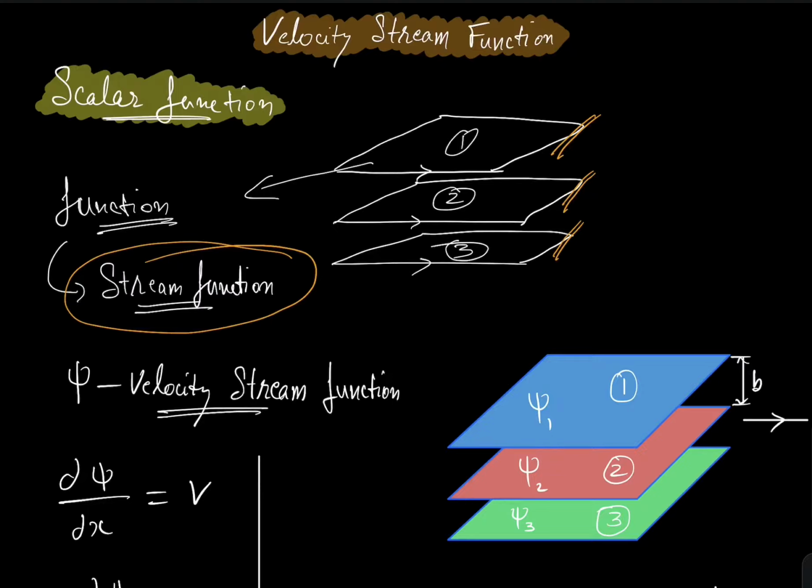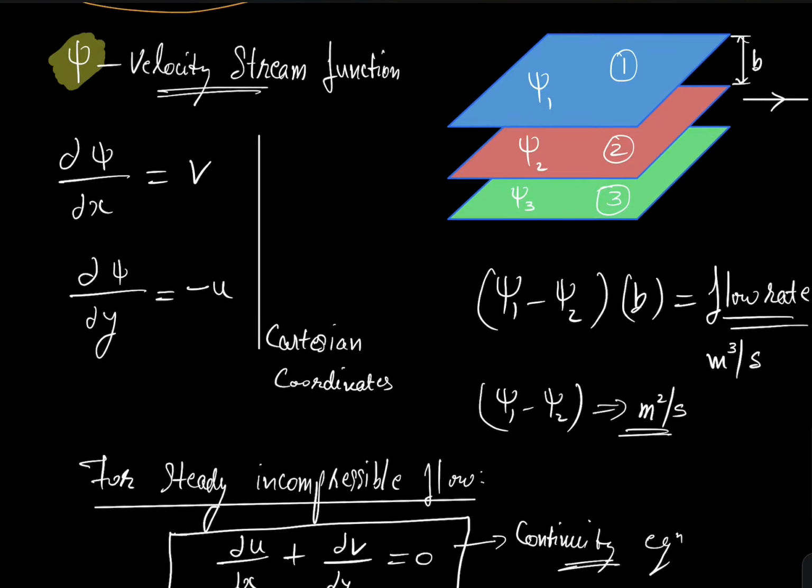And now, first of all, keep in mind that velocity stream function is denoted by this sign. This is psi. Velocity stream function is denoted by psi. Fine. So here, as you can see in 3 colors, these are 3 different laminas. We have taken these laminas for this study purpose. We will study velocity stream function through these 3 laminas. Let's say my lamina 1 has velocity stream function psi 1, lamina 2 as psi 2, and lamina 3 as psi 3.